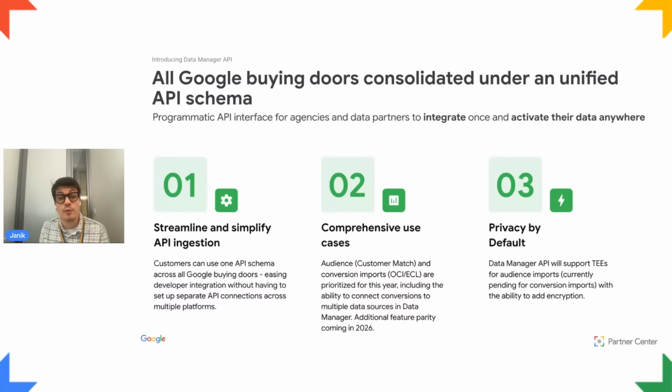So you can use it, as mentioned before, for audience use cases. You can use it for conversion imports. And you can also use it, as I mentioned, for multiple data sources, actually connecting online and offline data. And then the last point, it's also privacy by default. We will support trusted execution environments to really make sure it's a privacy-friendly API. So these are 3 big benefits of the new Data Manager API, which is a benefit for all of the advertisers you're working with that can actually use it.